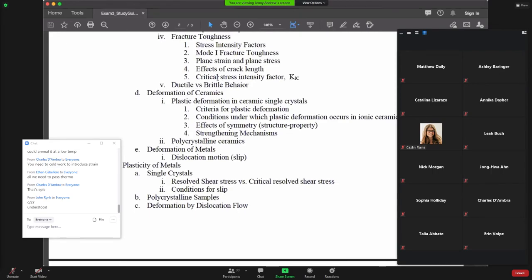Then we talk about the critical stress intensity factor. Whenever you see critical, that means that's the stress intensity, or that's the thing that's going to be reached when you get failure. Okay, so critical stress intensity, that just means the stress is intensified enough that you're going to get failure of your material. The crack will propagate and the material will fail.